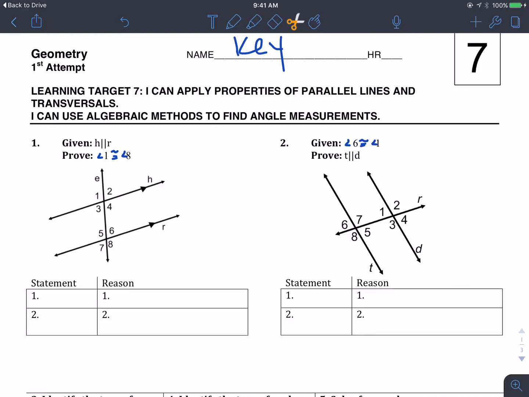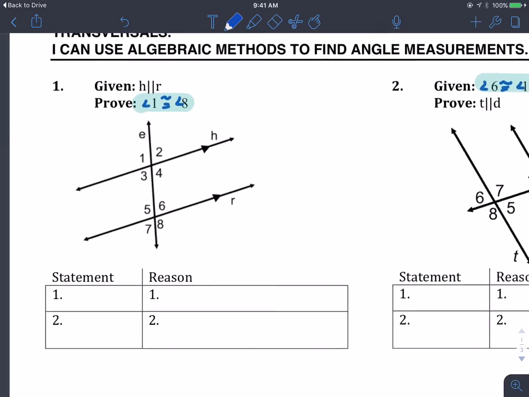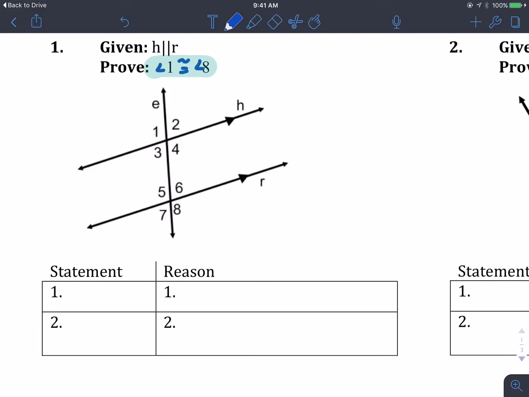So first, on this sheet, I had a couple little typos that I fixed. Here, I just added in the angle symbols and the congruent sign. And then we'll do these two proofs. So proof number one, we know that the two lines are parallel, and we want to prove that the two angles are congruent. So we always start with what we know. Our first statement is that line H is parallel to line R, and that was given. These ones are only two steps, so our second and last statement is saying that the angles are congruent.